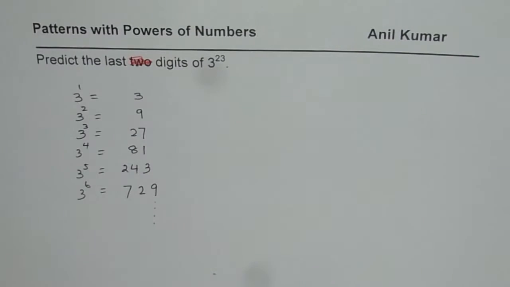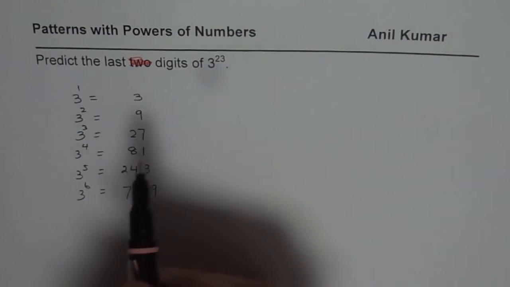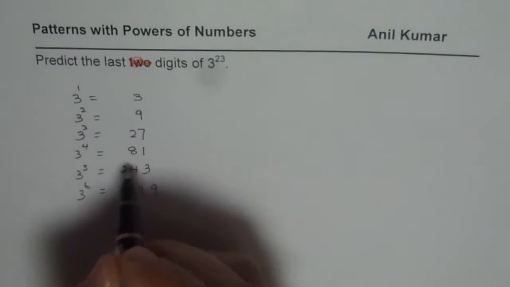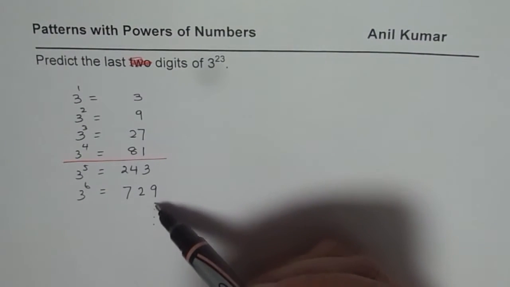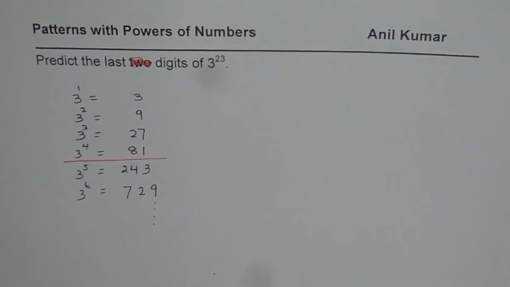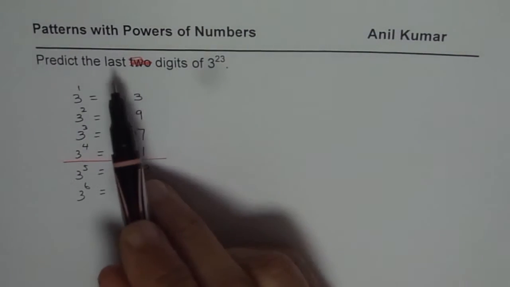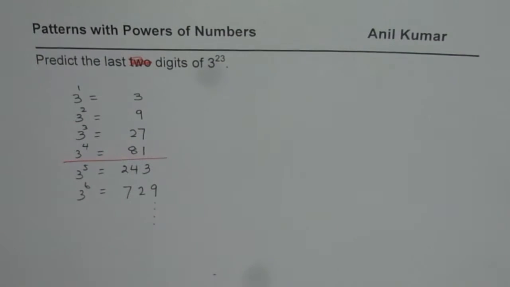So not last two digits. So I'm changing my question here. Predict the last digit for 3 to the power of 23. So what we see here is the pattern 3, 9, 7, 1, 3, 9, and if I go forward, this pattern is going to repeat. Now if that is the pattern which is going to repeat, then what should be the last digit for 3 to the power of 23? That is the question for you.